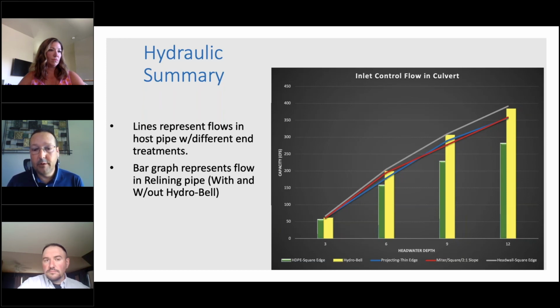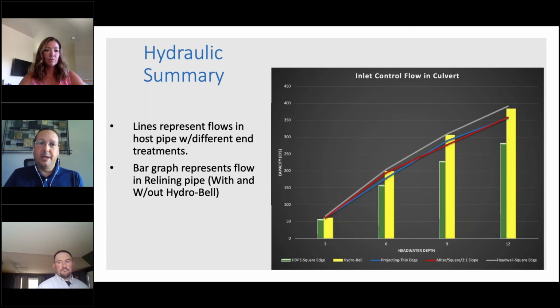If you look at the 12-foot ratio, the headwater depth, we're better than two of the three inlet conditions that existed for the corrugated metal, and we are essentially equal to the square edge with a headwall that was existing before.